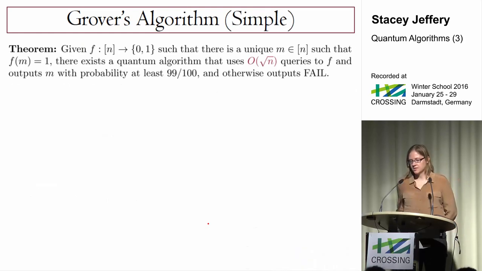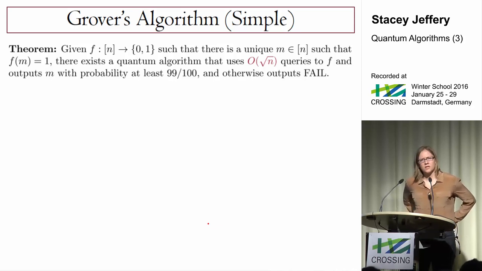Okay, so just to state more explicitly what we just showed, we showed that given any black box function f from the integers 1 up to n to 0, 1, where there is a unique marked m, there exists a quantum algorithm that uses square root of n queries to f to output m with constant success probability, say 99 over 100. But you could put any constant below 1 that you want.